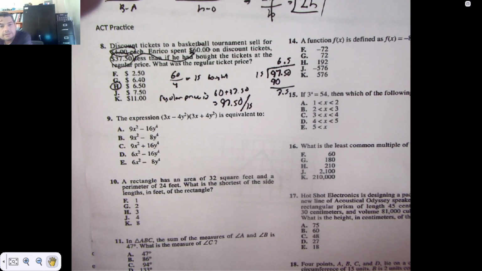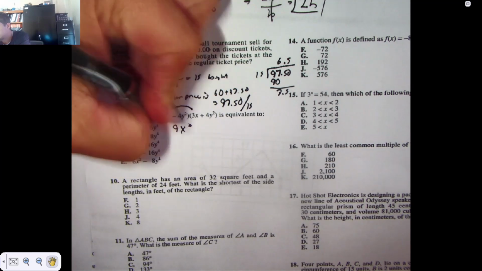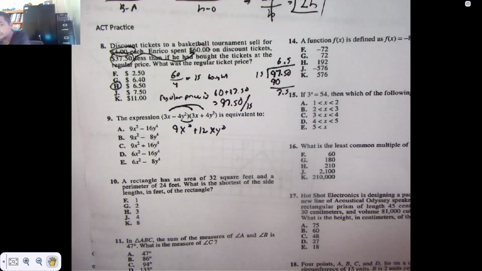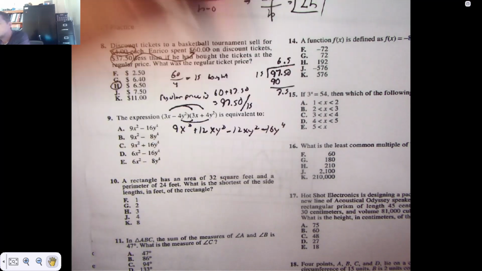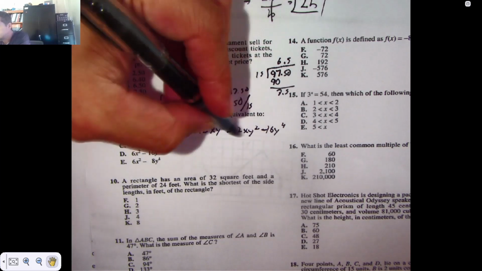The expression 3x minus 4y squared times 3x plus 4y squared is equivalent to what? They actually made this one so it's really hard to screw up, but the idea is the double distributive property. 9x to the second plus 12xy squared. And the reason I say it's really hard to screw up is because things are going to cancel out in the middle. That's going to be minus 12xy squared. And that's going to be minus 16y to the fourth, because a y squared times a y squared is y to the fourth. And these guys are gone.